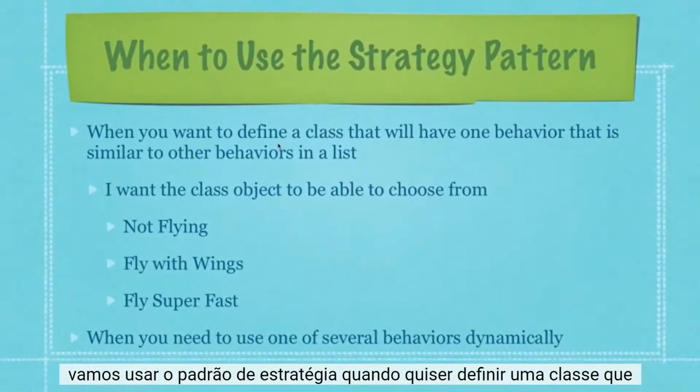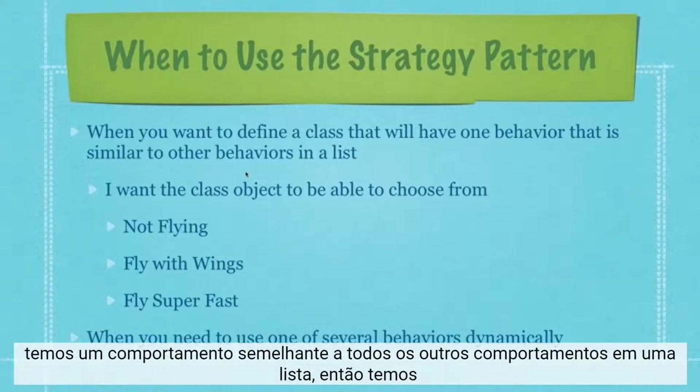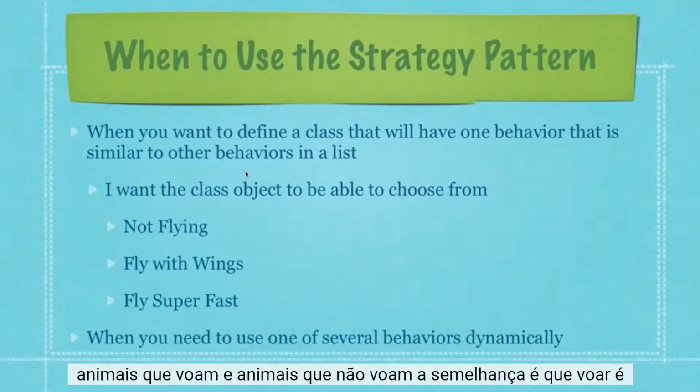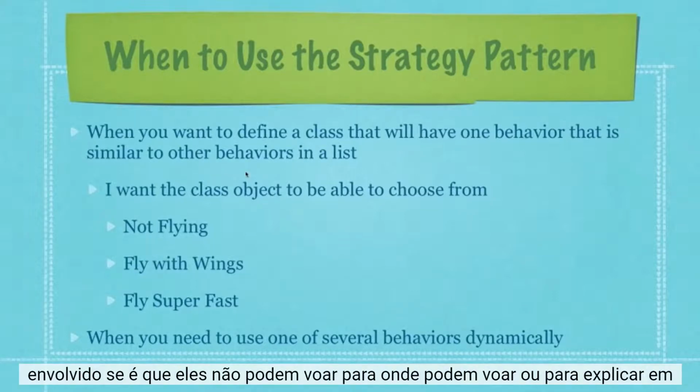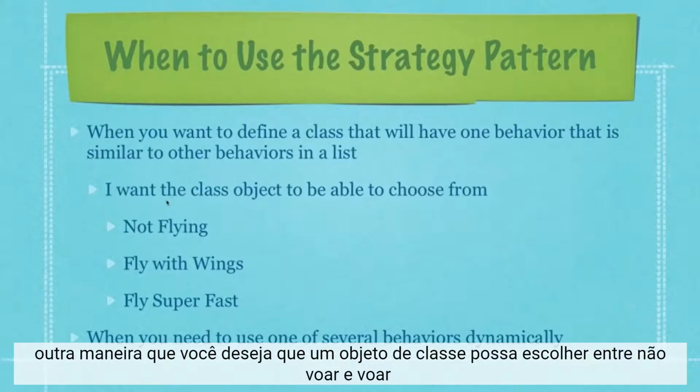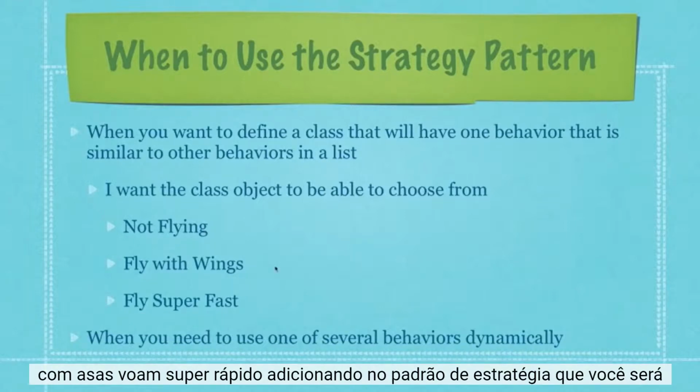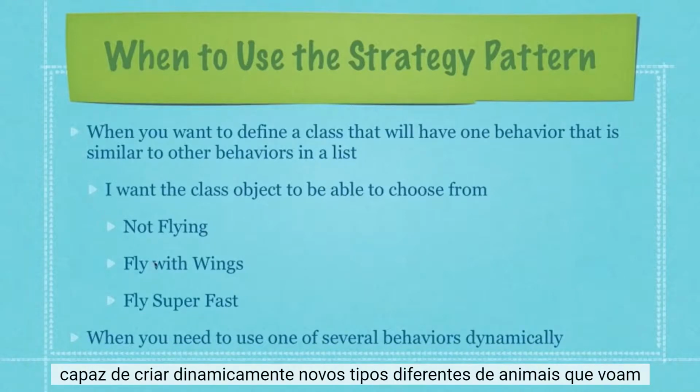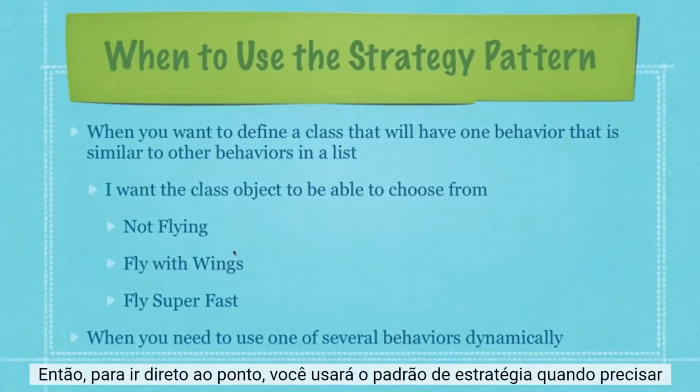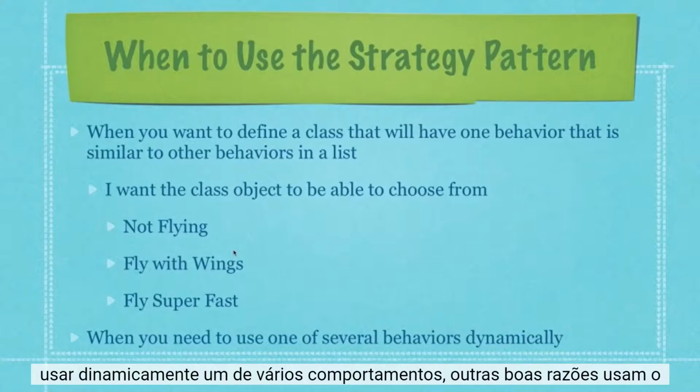So let's review. You are going to use the strategy pattern when you want to define a class that will have one behavior that is similar to all of the other behaviors in a list. So we have animals that fly and animals that don't fly. The similarity is that flying is involved, whether they can't fly or they can fly. Or, to explain it in another way, you want a class object to be able to choose from not flying, fly with wings, fly super fast. By adding in the strategy pattern, you're going to be able to dynamically create whole new different types of flying animals. So to get right down to it, you're going to use the strategy pattern when you need to use one of several behaviors dynamically.